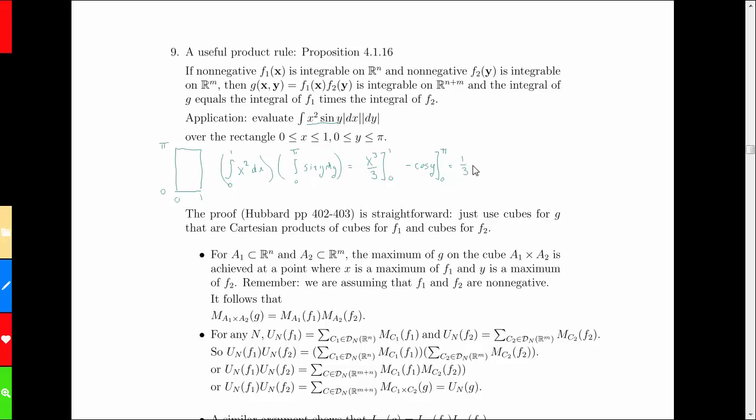So we get 1/3 minus 0 from the integral over x. We get minus 1 plus 1 from evaluating minus cosine y at the two limits, and that gives us 1/3 times 2, so the integral is 2/3.